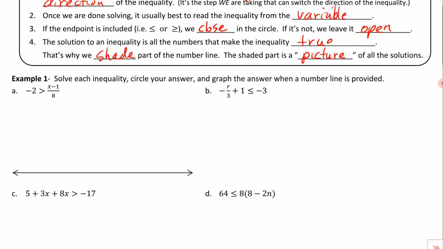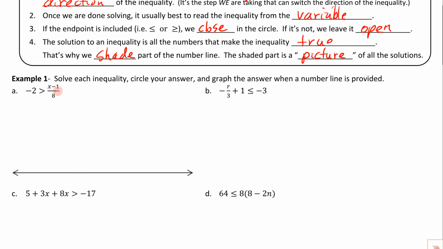Okay, so let's run through, and the instructions here are very similar to what you're going to do on your assignment today. We're going to solve the inequality, we're going to circle our answer, and then we're going to graph our answer if a number line's provided. So you'll notice that we've only got a number line on this one right here, and the ones below there. So let's go ahead and do this one.